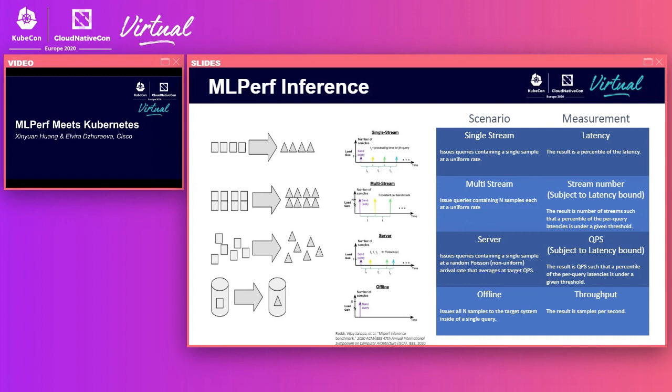This can reflect the real-world requirements where you want to optimize your system performance while still meeting a quality of service requirement.